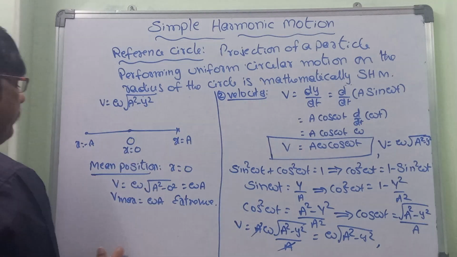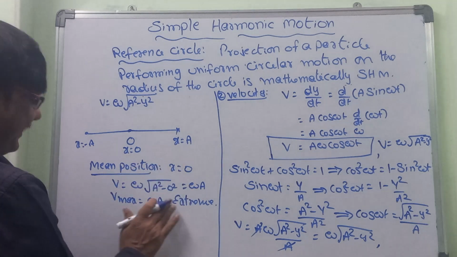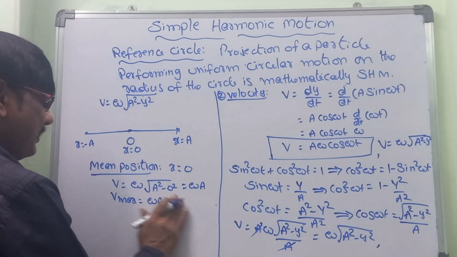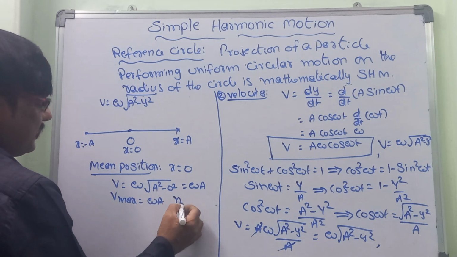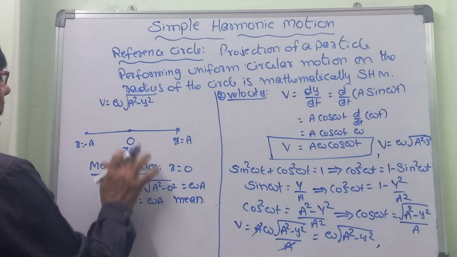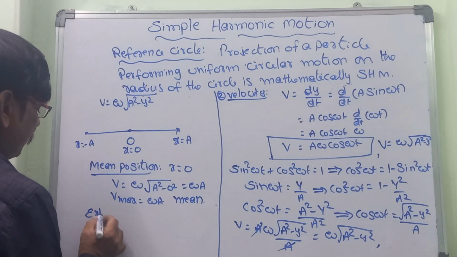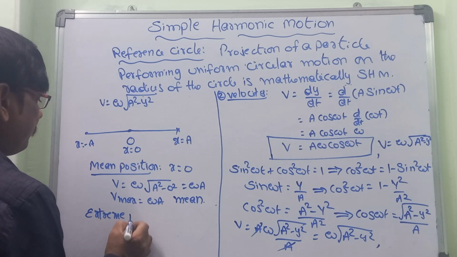What about at the mean position? So we have taken velocity at mean position, not extreme position, at a mean position. So the velocity is maximum at a mean position. So then what about the extreme position? Sorry for that, extreme position.